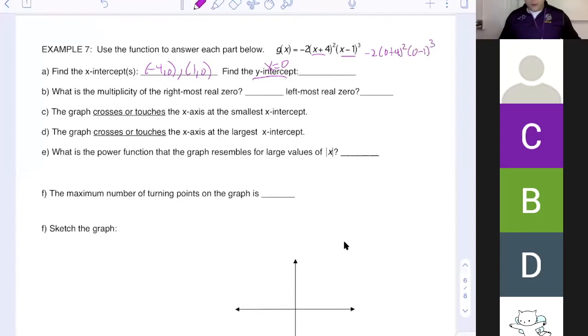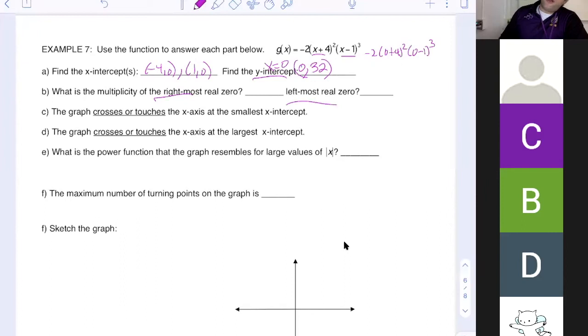Now put the whole thing in your calculator. So -2 times 4 squared times -1 cubed, and you get 32. So (0, 32). All right, now multiplicity of the rightmost zero.